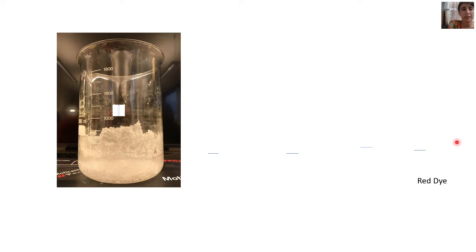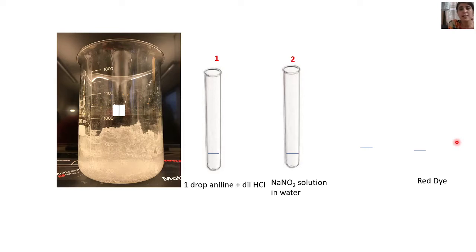Now the experiment. This is our beaker where crushed ice was taken. This is my first test tube where 1 drop of aniline and dilute HCl was taken and kept in an ice bath. In the second test tube, there is sodium nitrite solution in water, again kept in the ice bath, and we are adding NaNO2 solution to the aniline dilute hydrochloride solution, maintaining the 0 to 4 degrees centigrade temperature.